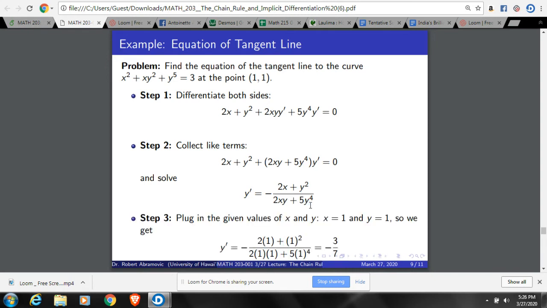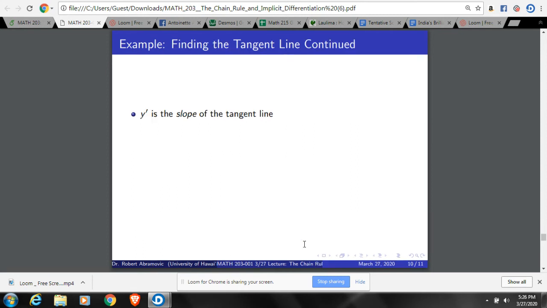And finally, step 3, we plug in the given values of x and y. X is 1, y is 1, so we get this formula: negative (2 times 1 plus 1 squared) over (2 times 1 times 1 plus 5 times 1 to the fourth). So we get minus 3 over 7. 2 plus 1 is 3. 2 plus 5 is 7. So we have the slope of the tangent line, y prime, which we found to be negative 3/7.